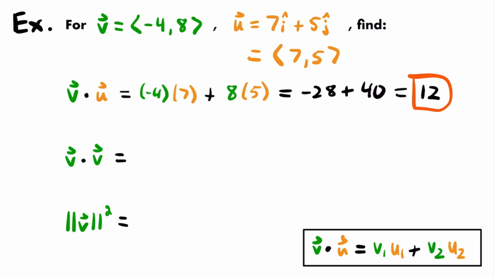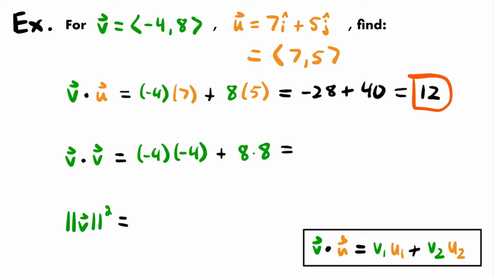Now let's move on to our next dot product here. This time we have vector v multiplied by itself via the dot product. By the way, that's what this dot means. When you see a dot between two vectors, that means that you want to find the dot product of those two vectors, in case that wasn't clear before. If we're going to multiply vector v by itself, we're going to be multiplying the x component by itself, and then we're going to add that to multiplying the y component by itself. So we'll have negative 4 times negative 4 plus 8 times 8.